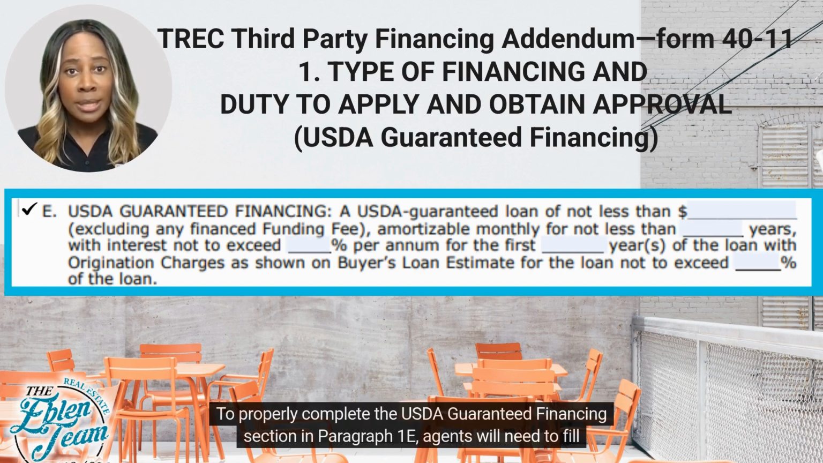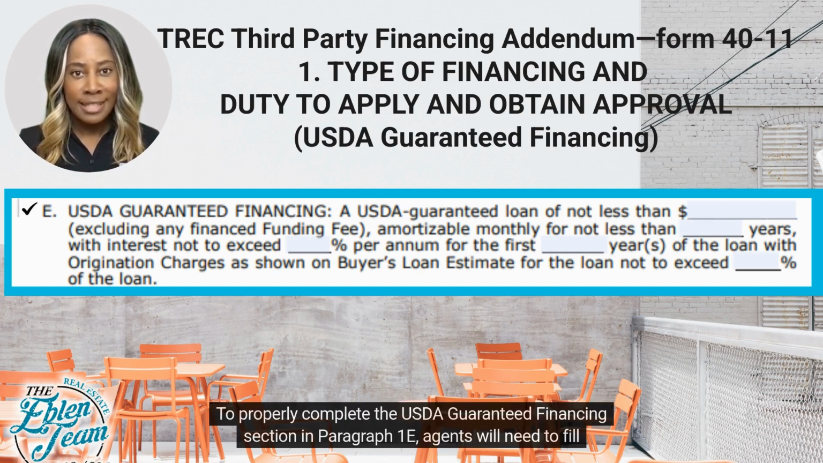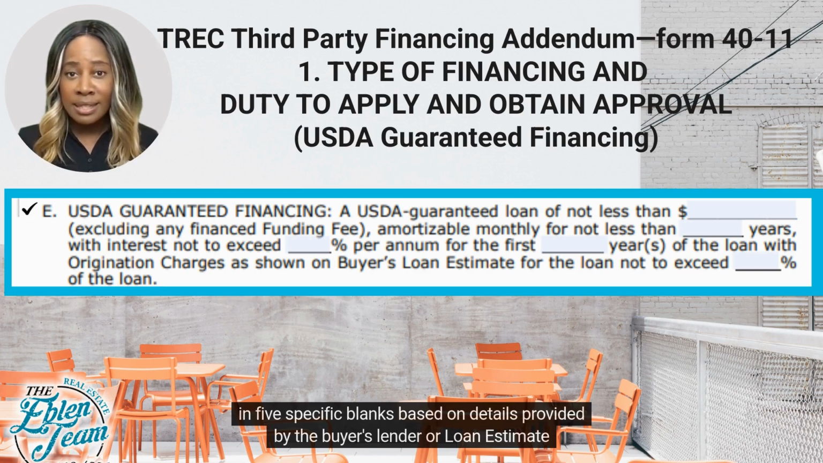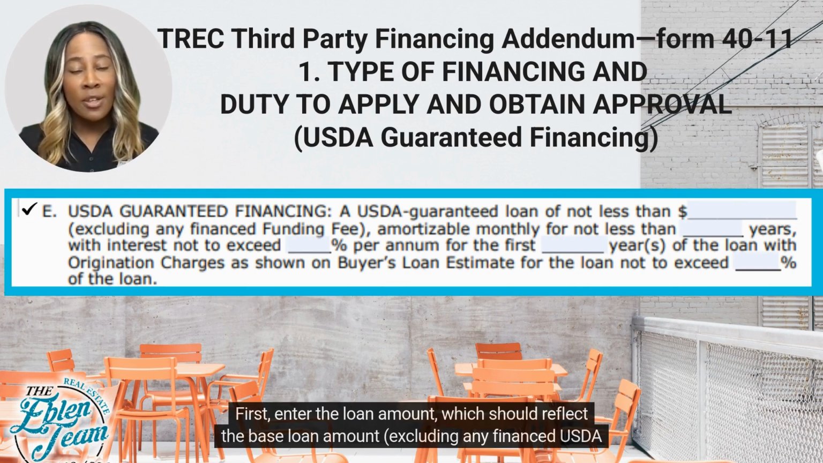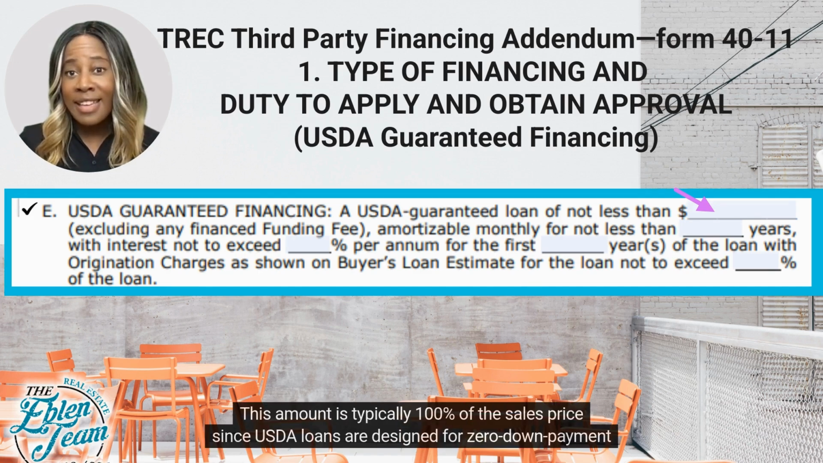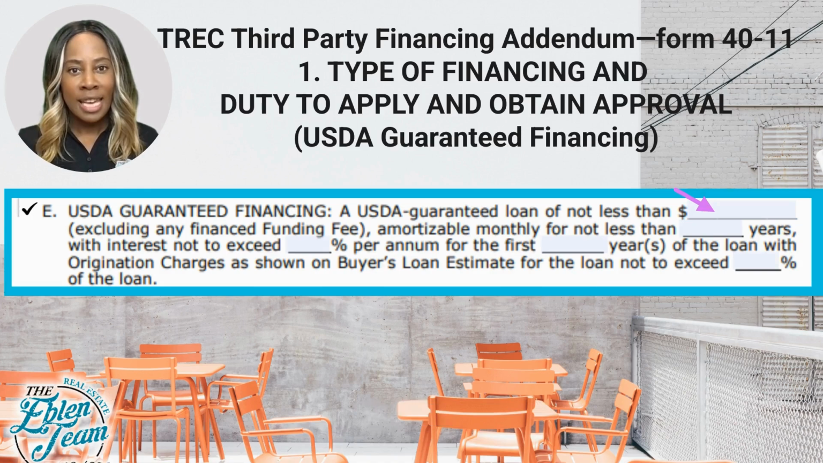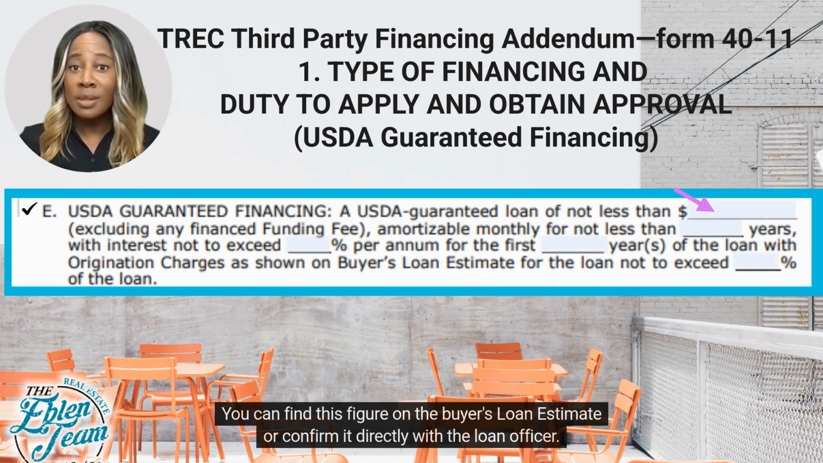To properly complete the USDA Guaranteed Financing section in paragraph 1E, agents will need to fill in 5 specific blanks based on details provided by the buyer's lender or loan estimate. First, enter the loan amount, which should reflect the base loan amount, excluding any financed USDA funding fee. This amount is typically 100% of the sales price since USDA loans are designed for zero down payment financing. You can find this figure on the buyer's loan estimate or confirm it directly with the loan officer.